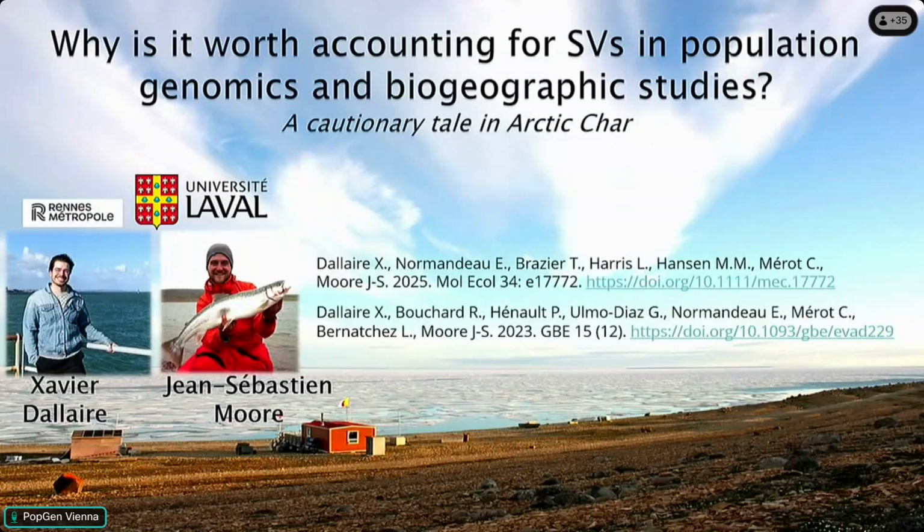So this is work that was done by Xavier Dallaire, who is a PhD student with Jean-Sébastien Moore. I've been working with Xavier when I was in Quebec, and he came visiting my lab last year, in which we worked on this. And I think he has made two great examples of why it's worth accounting for structural variants in population genomics and biogeographic studies. Even if you have SNPs, it's relevant to know SVs exist.